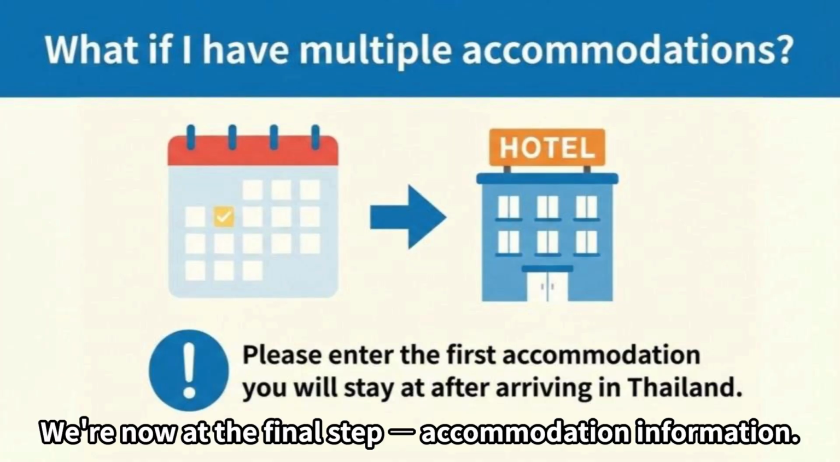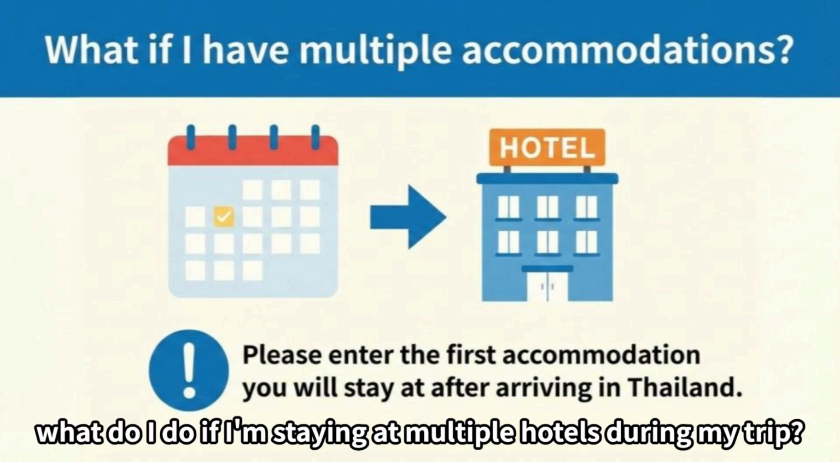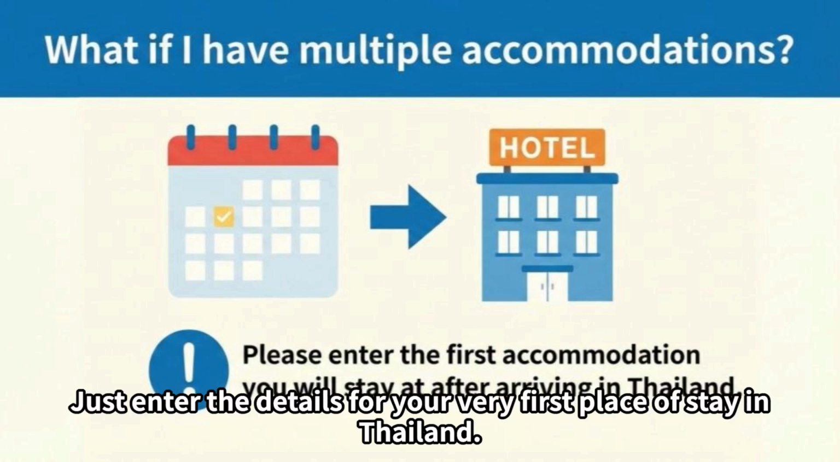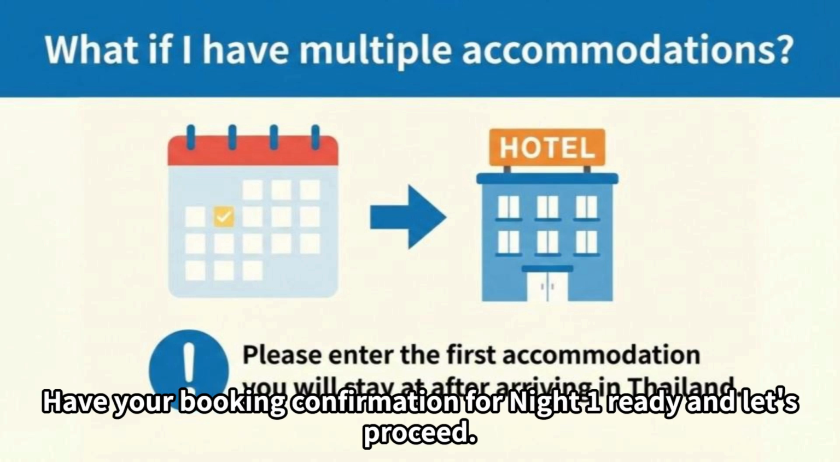We're now at the final step, accommodation information. A common question at this stage is, what do I do if I'm staying at multiple hotels during my trip? The answer is simple. Just enter the details for your very first place of stay in Thailand. You don't need to enter information for your second location or beyond. Have your booking confirmation for night 1 ready, and let's proceed.